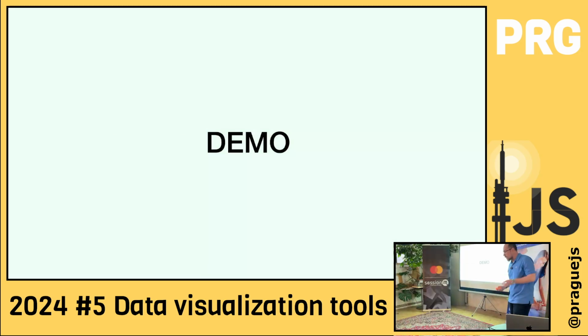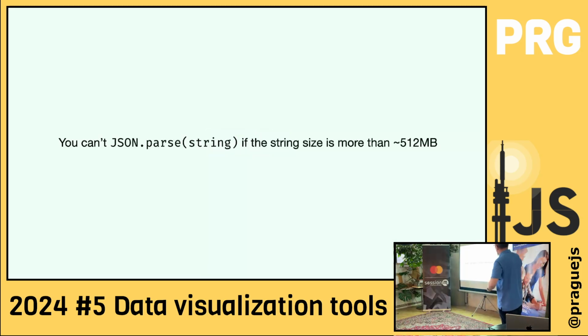In some cases, you can't parse a string if its size is more than 512 megabytes. That's the limitation of V8 or whatever engine you are using. Firefox is probably 1 gigabyte, but it's still a limit. So we can't just grab the string and parse it, and it's super hard to parse this in one chunk.